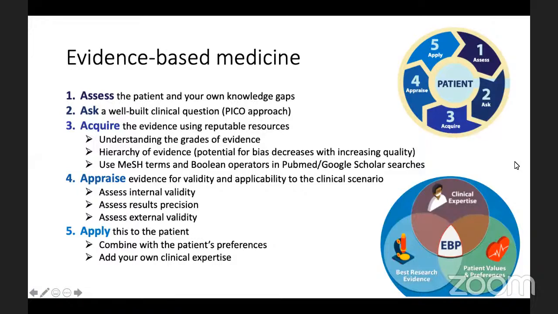So we could not do a presentation on appraising evidence without giving an overview of the steps needed in practicing evidence-based medicine. So you'll see on the screen that we have a cycle, and this cycle is repeated with each new dilemma or question, but the patient is always in the center. Although the presentation is focusing on step 4, which is appraising the evidence, we still need to give a background on step 3, which is acquiring evidence using reputable sources, because there is no use in appraising poor or unreliable sources of information.